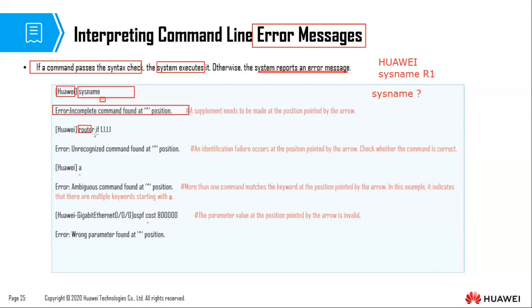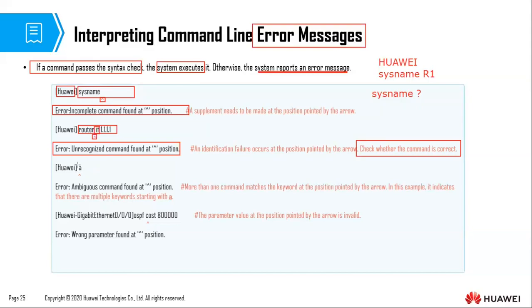The other one is here. We've written the command router if 1.1.1.1. And the error message is unrecognized command found at, meaning found here. So it has encountered a command that it does not know. An identification failure occurs at the position pointed by the arrow. So you have to check again whether the command is correct. Maybe you've just mistyped it. So that is what we call the unrecognized command. That keyword is not known.